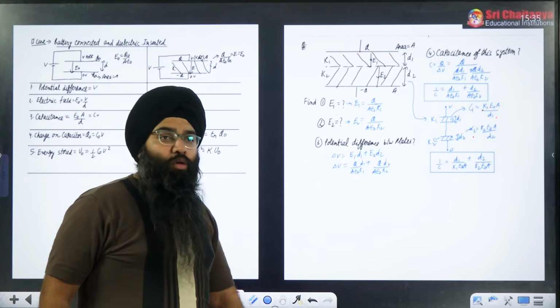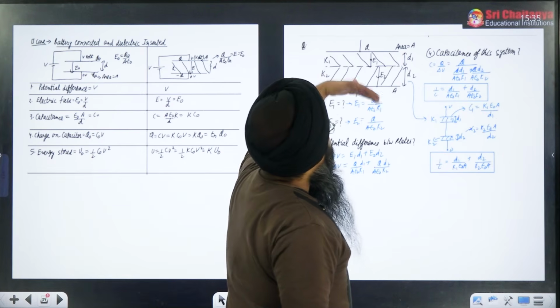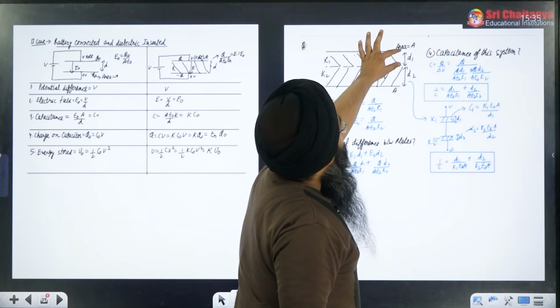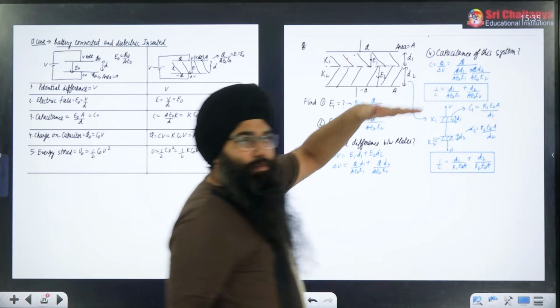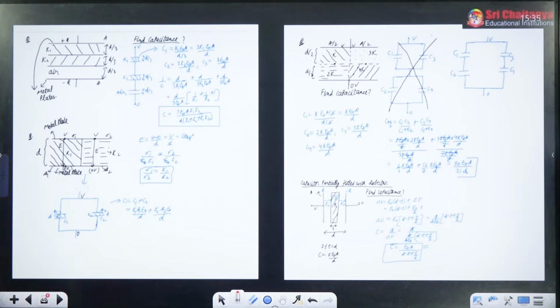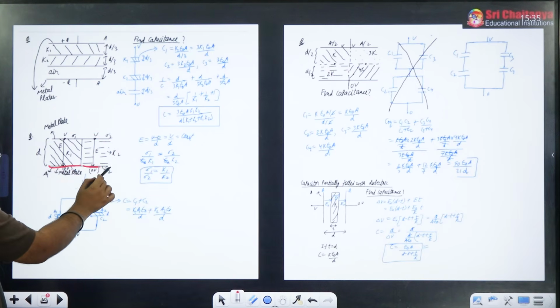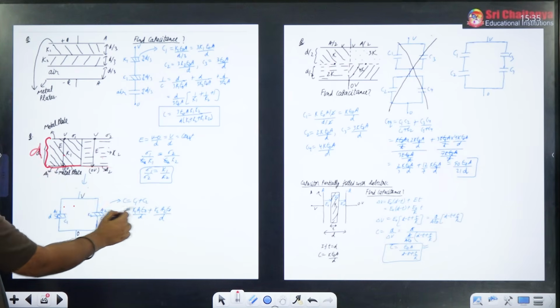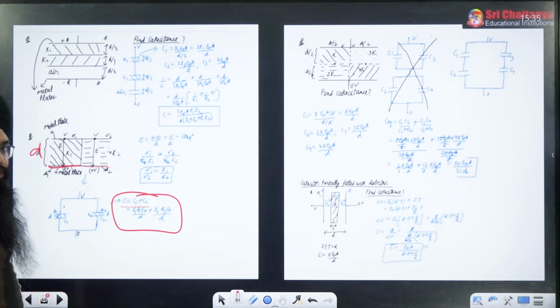So when will the series combination be applied? Whenever there are two plates or two dielectrics and the distances are divided but the area between the plates remains the same. If this type of combination is there, like this, in this case it represents a parallel combination, because now the area is divided. If you see, the area here is A1, here it is A2, but the distance is the same. So this is a parallel combination, and in a parallel combination you can directly write C is equal to C1 plus C2.